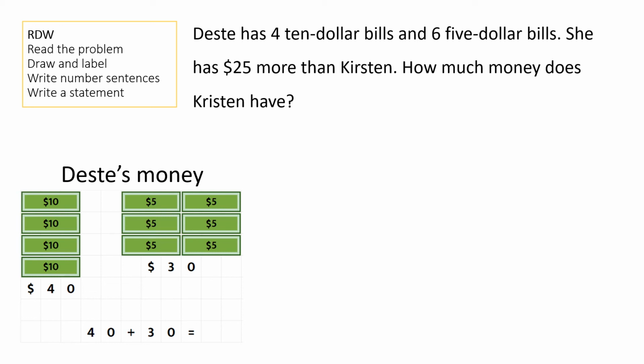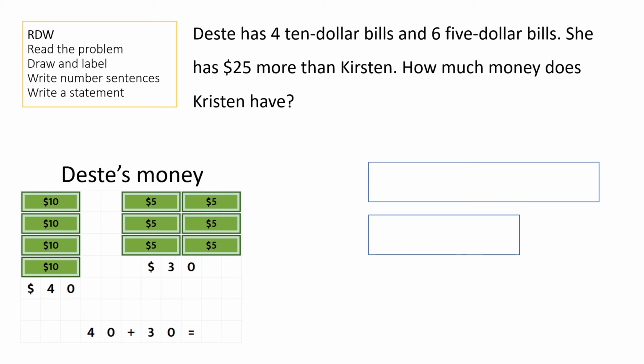The words more and less in a word problem can be tricky, and it's really important to pay attention to those words. I'm going to draw a bar diagram to represent what's happening in this problem. In a bar diagram, I know that one bar is usually bigger and one bar is usually smaller. So looking at these two bars and thinking about my problem, it says that she has $25 more than Kristen. That means Diep has more money than Kristen, which means that Diep's bar should be the bigger bar.